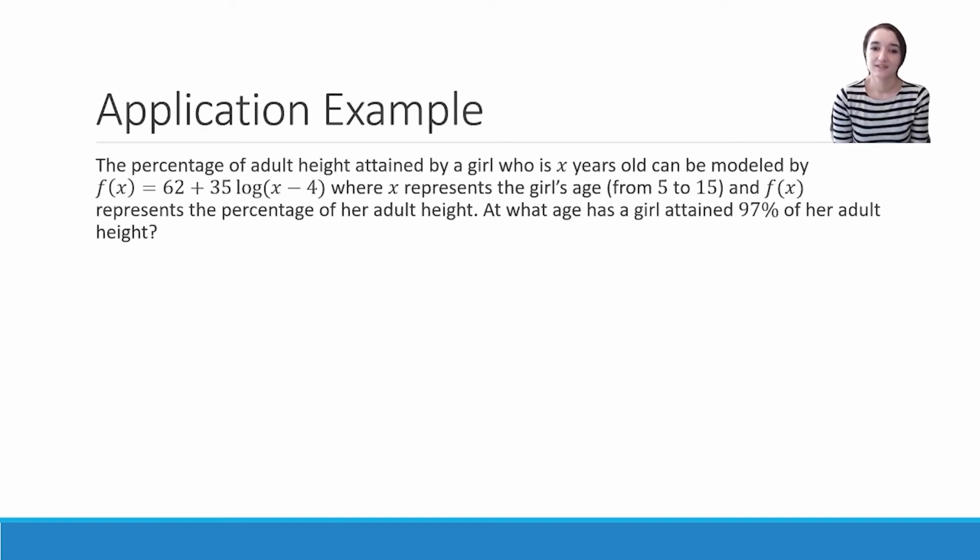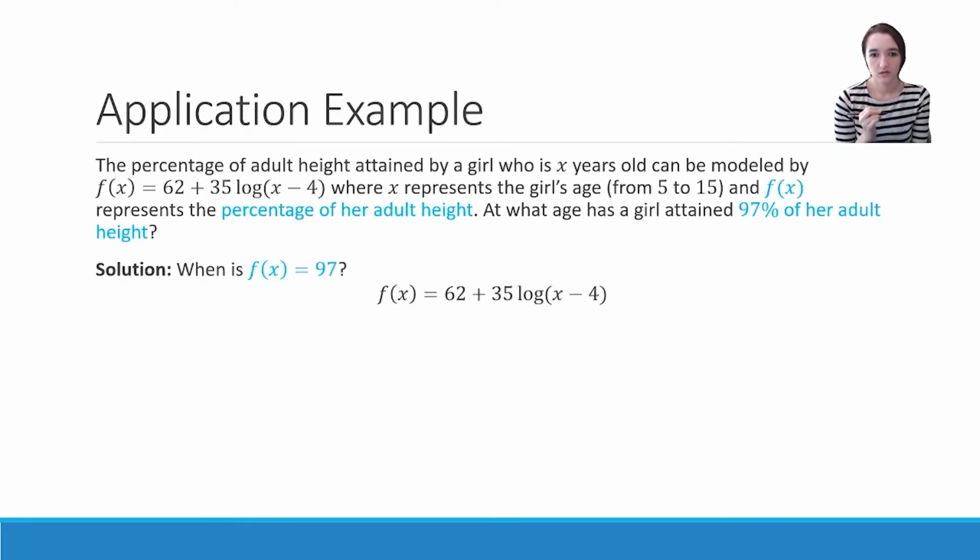So, essentially, let's highlight what's important here. What are we looking for? We're looking for the percentage of her adult height. We have a function that gives the percentage of her adult height, and we're specifically looking for when it's 97%. So, in other words, we're asking, when is f of x equal to 97? And you may be saying, shouldn't it be 0.97? Specifically, it is 97 because we're told f of x represents the percentage, so f of x is the whole number version, not the decimal version. So when does f of x equal 97?